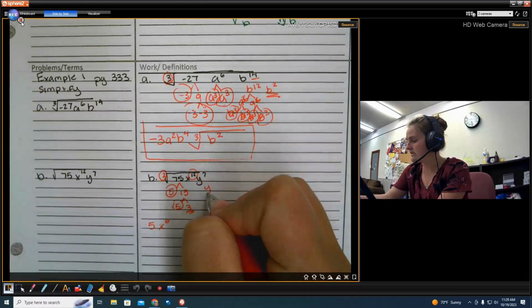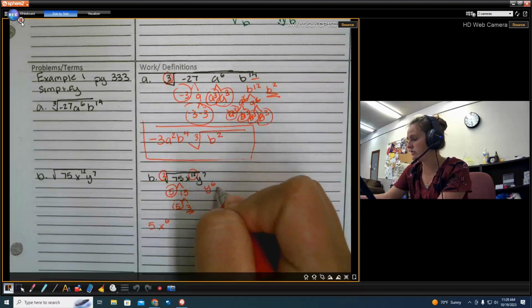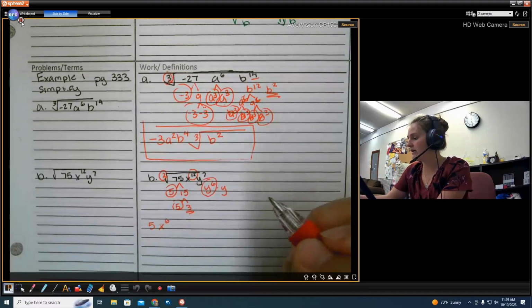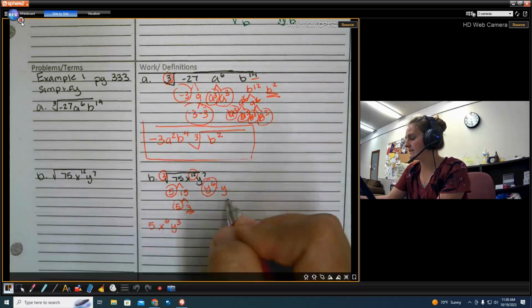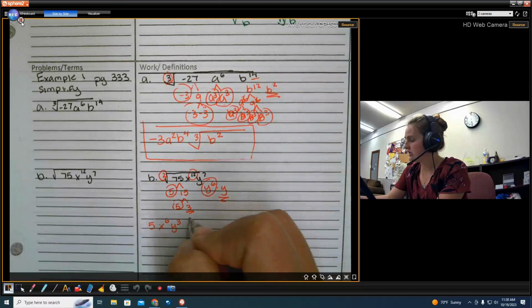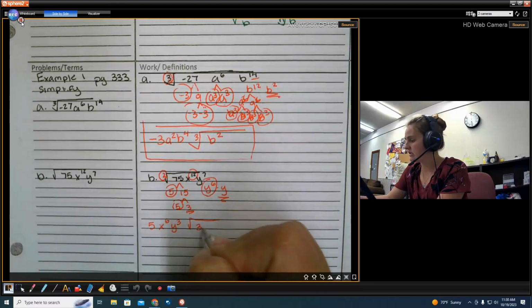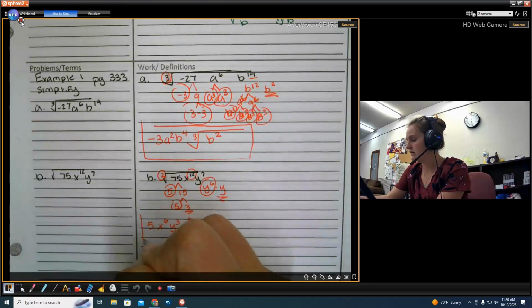And this 7 is not perfectly divisible, so I'm going to write it with two different ones that are divisible. So this is going to be 3 groups of y squared, so y cubed, 3 groups, and then the y is left over. So our two things left in the radical are going to be 3 and y.